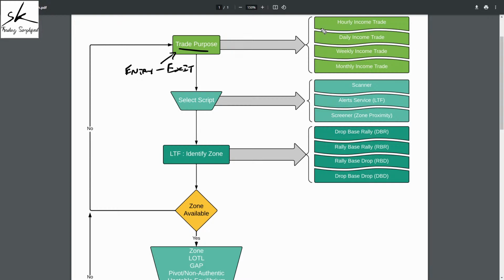So what I've done is I have divided these trades into four different purposes. We call them hourly income, daily income, weekly income, monthly income. Hourly income implies a trade where my expectation is this trade can last for an hour or a few hours. Daily income, a trade which can last for a day or a few days. Weekly income, a trade which can last for a week or a few weeks, and monthly income is a trade which can last for a month or a few months.